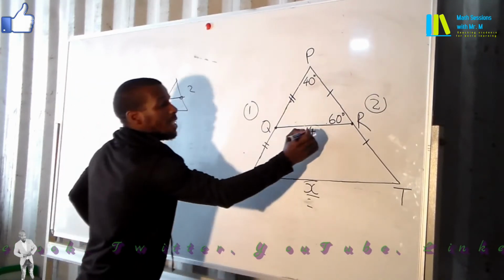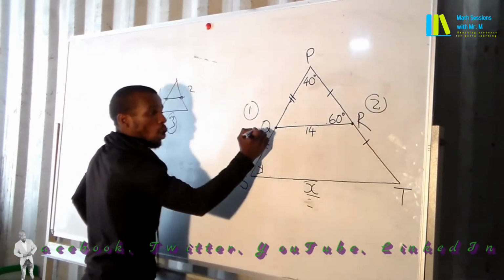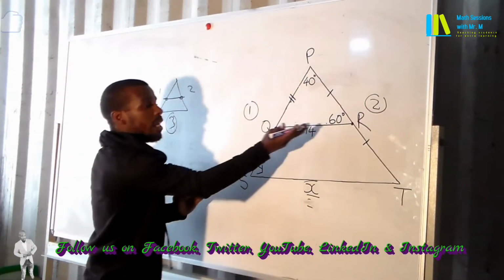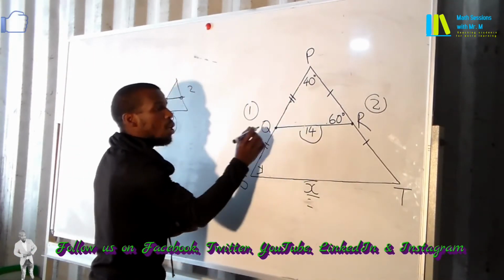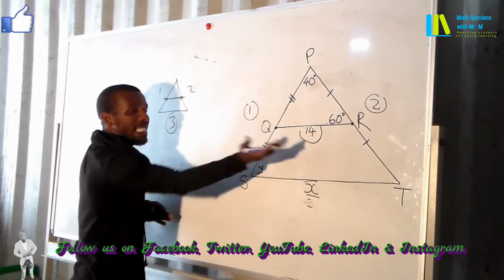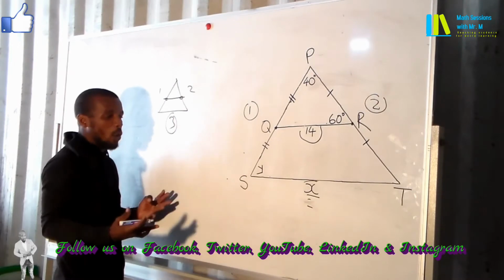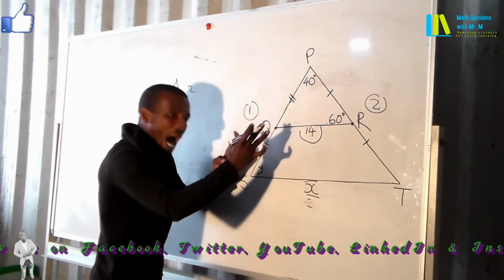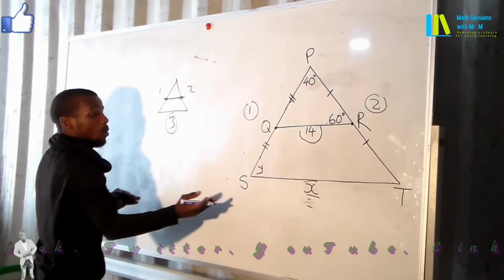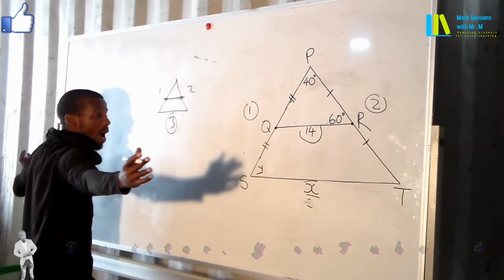Now, QR, which is joining the midpoints of the other 2 sides of the triangle, is 14. We are told that QR is 14. So we know very well that this side is half of this parallel side, which is ST, which is our x. We are finding our x now.